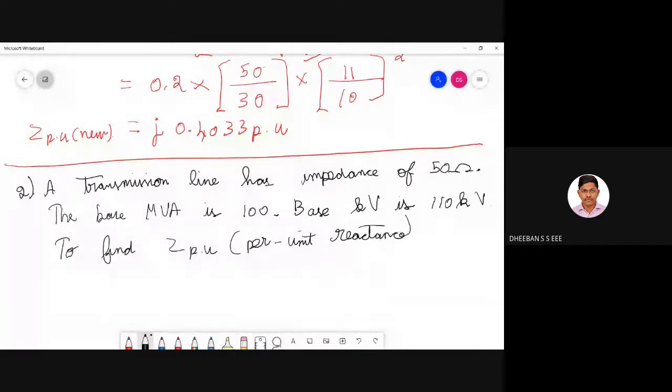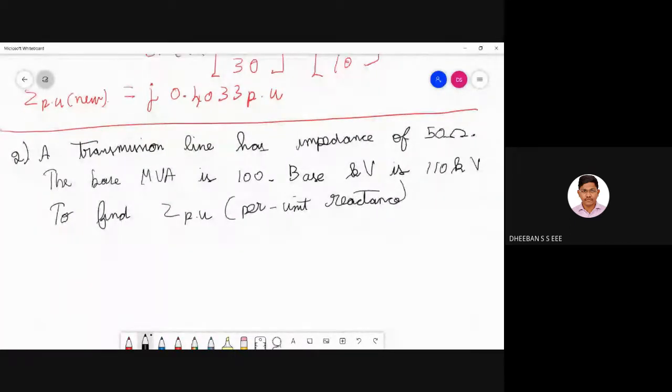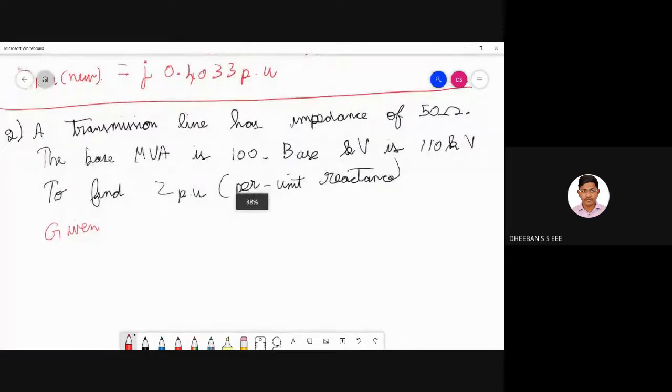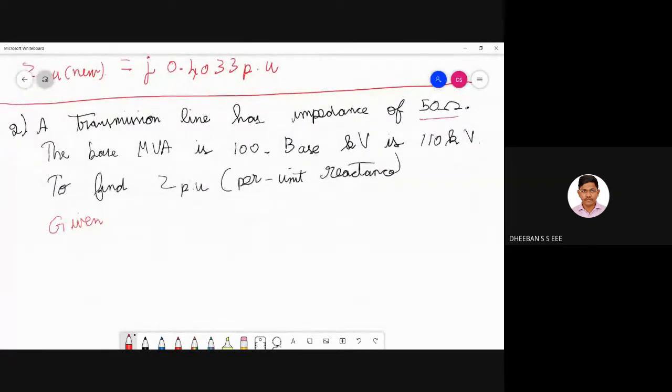Okay, so from this formula, first you have to write the given data. What have they given? First thing is they have given your impedance to be 50 ohm, and this is nothing but your actual impedance. So your actual impedance value is 50 ohm.